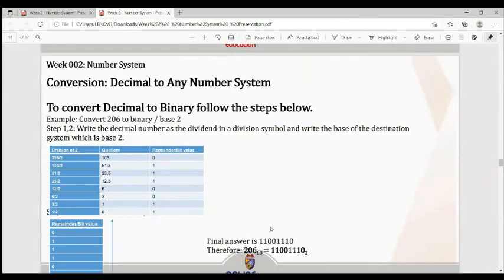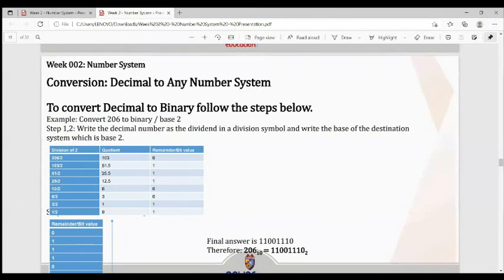Okay, so here, the example, convert 206 to binary, base of 2. So, 206, we have to divide it by 2. 206 divided by 2 is 103. So, wala siyang remainder. Ngayon, yung quotient natin, kunin natin ngayon, i-divide ulit natin sa 2. So, 51.5. So, meaning may 0.5. Ibig sabihin may remainder yan. Ngayon, kunin mo na lang yung 51. Sa 51, divide mo ulit sa 2. 25.5. So, may 0.5 ulit. So, may remainder na 1.